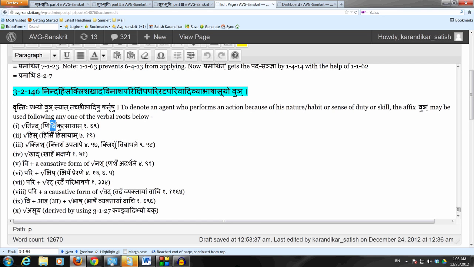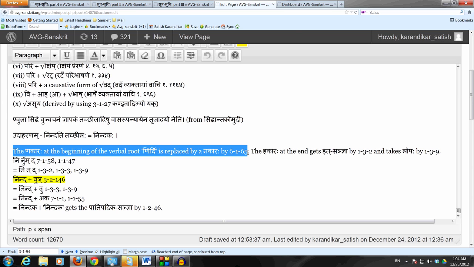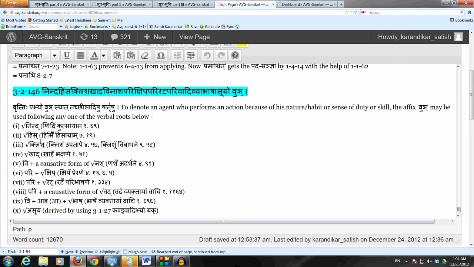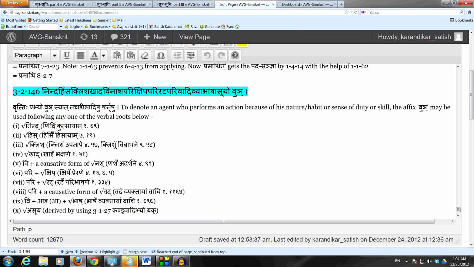The ending ikara of nidi is an it, so that means that we have to apply 7.1.58, Idito num dhatoho. So a num agama comes there. So we get nind. Of course, the beginning nakara of this verbal root takes the nakara adesha by 6.1.65, No naha. Second verbal root is hims, which is hisi himsayam. Similar thing over here, the ending ikara of this verbal root is an it by upadeshe ajananunasika it. So therefore 7.1.58 prescribes the num augment. So we get hims. Then klish, which is klisha upatape in the divadigana as well as klishu vibadhane in the kryadigana. Both are included here.